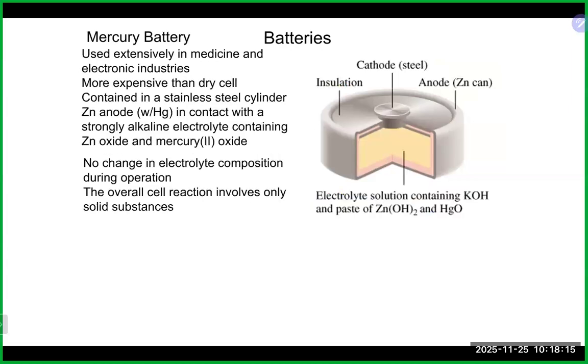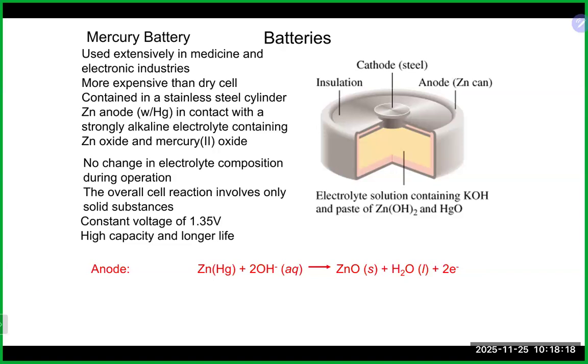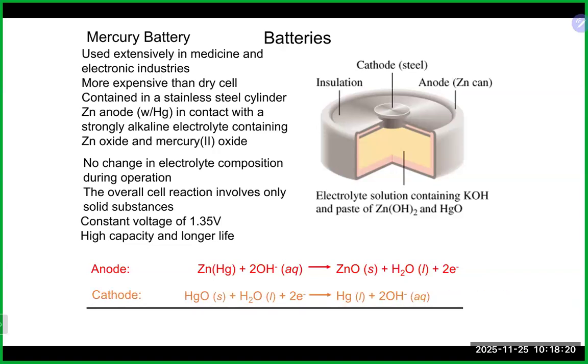Mercury batteries are used a lot in medicine and the electronic industry. They're more expensive than obviously your typical alkaline Duracell. They also have a similar setup. They've got a zinc anode that's in contact with mercury. It's in a strongly alkaline electrolyte. Alkaline means basic, so something like a strong base like potassium hydroxide. And once again, that battery acid, if you will, that we refer to as the center part, again acts like a salt bridge, keeping everything flowing in the right direction.